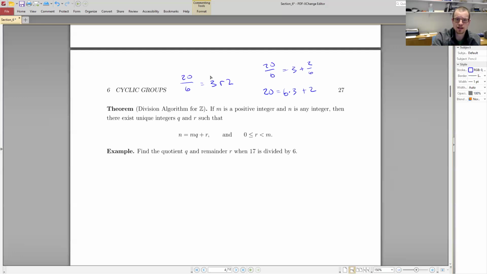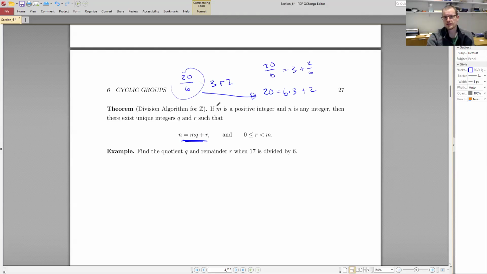And this idea that we can talk about division and have remainders is exactly what we want here, which is exactly the form that we're looking at for the division algorithm. Wonderful. So if we have integers m and n, with m positive, there are integers q and r, quotient and remainder, such that n, 20 for example, is equal to m, which is what we divided by, times the quotient, 3, plus the remainder, 2.